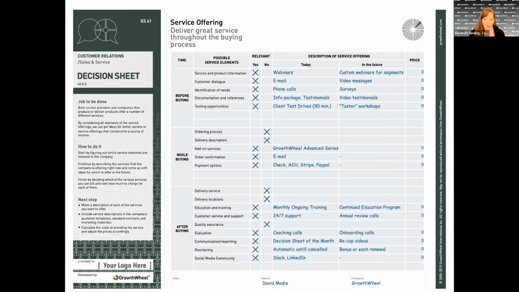But we could also do annual review calls. We do coaching calls, and we also have this sheet of the month, but we're working on recap videos. Those are going to be coming out in the next few months. And so we've got some options there. So that's a good option to kind of show clients those as well.